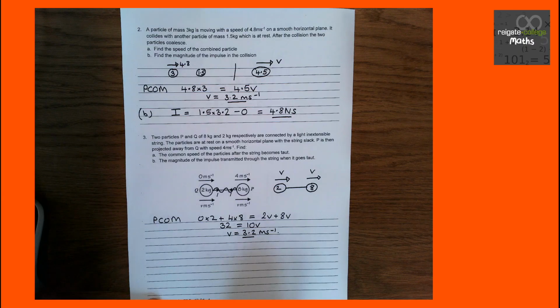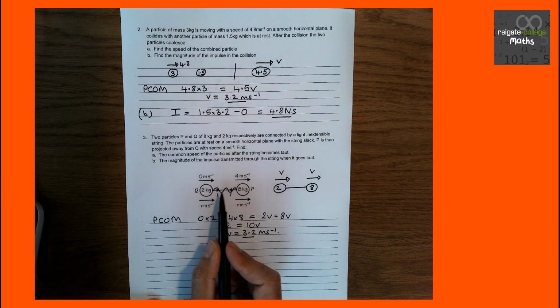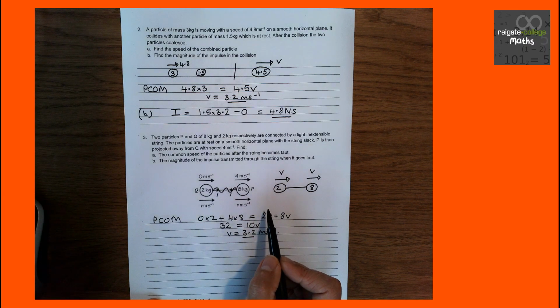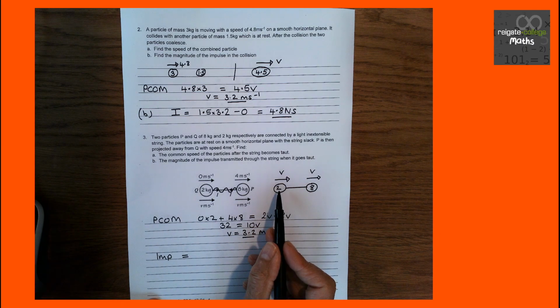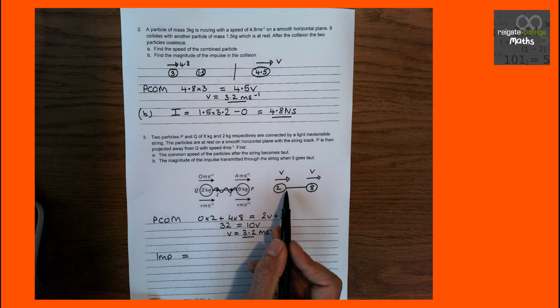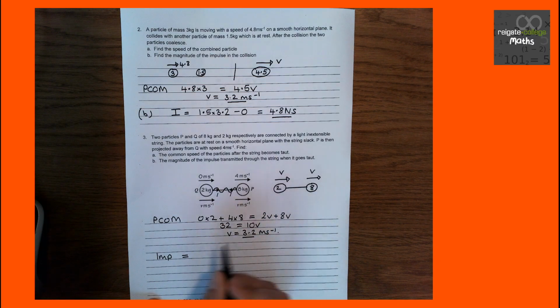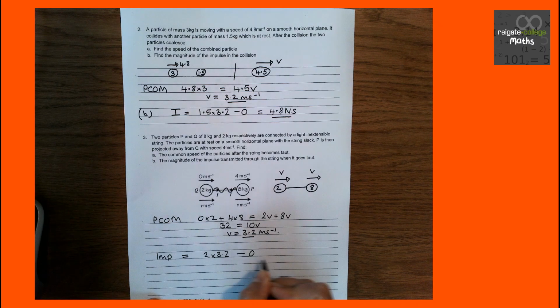The magnitude of the impulse transmitted through the string when it goes taut. Again, we're going to say impulse is change in momentum. We'll consider particle Q. So if we do that, the momentum afterwards, the final momentum, is 2 multiplied by 3.2. The initial momentum is 0, so that is 6.4 Newton seconds.